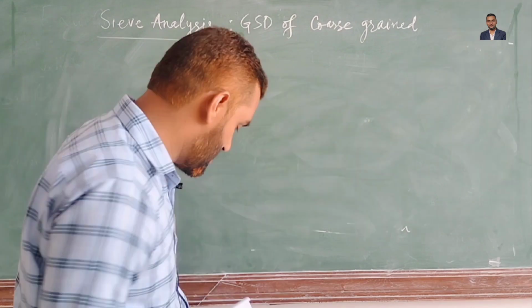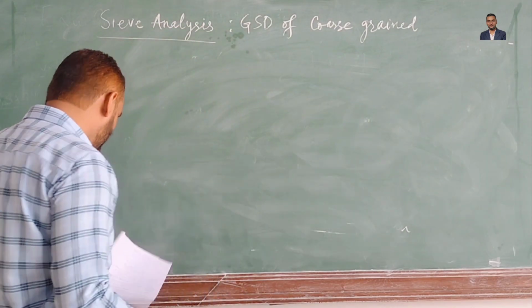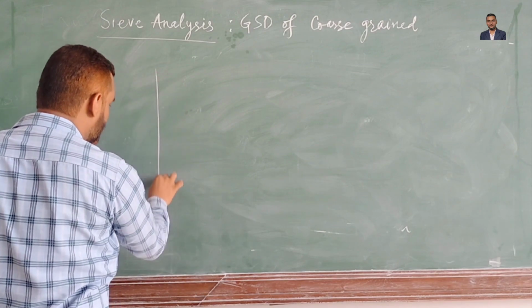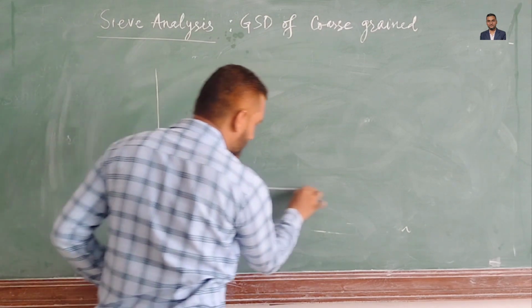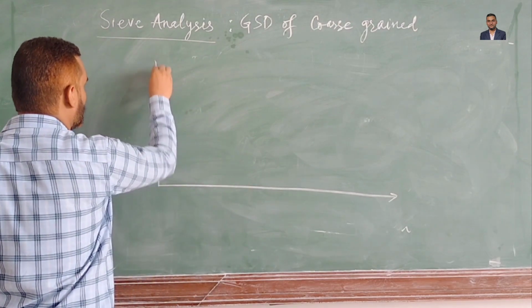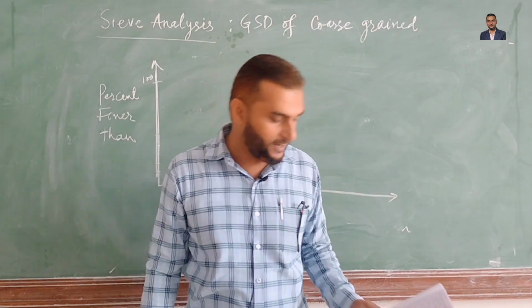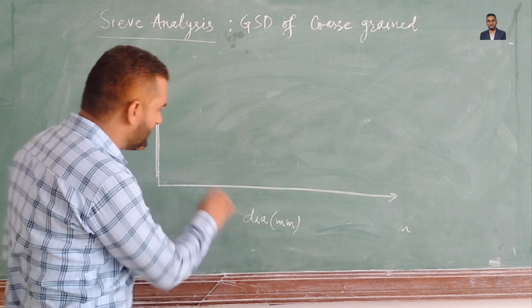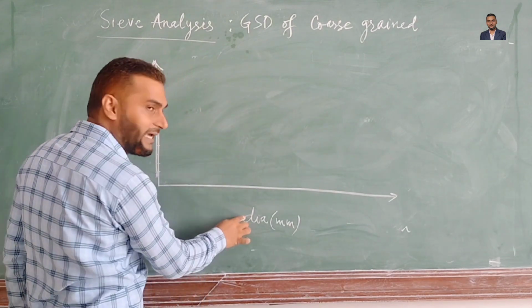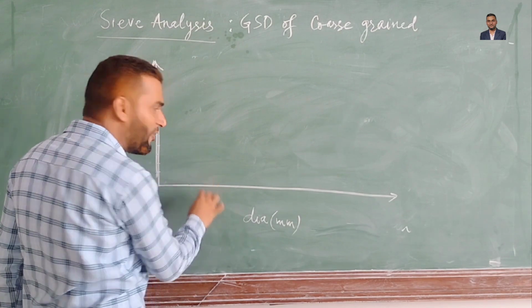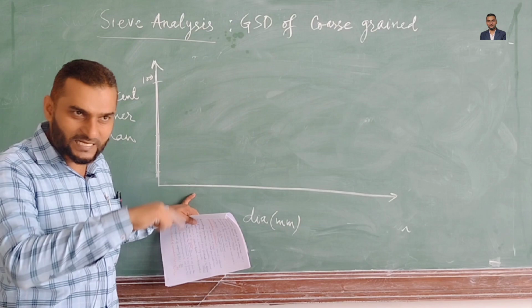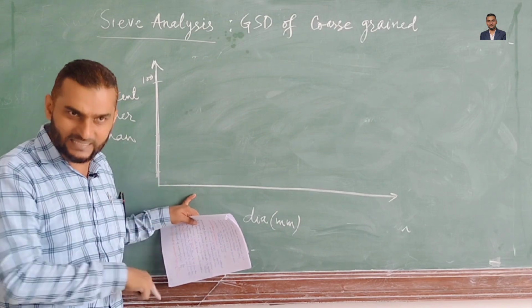The result of a grain size analysis is usually represented in the form of a graph. Percent finer than as calculated is plotted on the ordinate using an arithmetic scale. The size of the soil particle in millimeter is plotted on the abscissa using logarithmic scale.